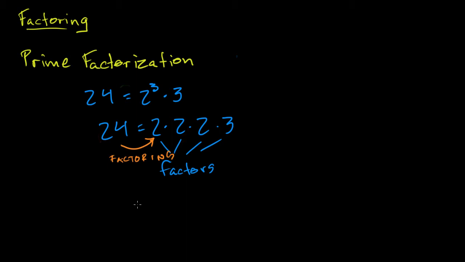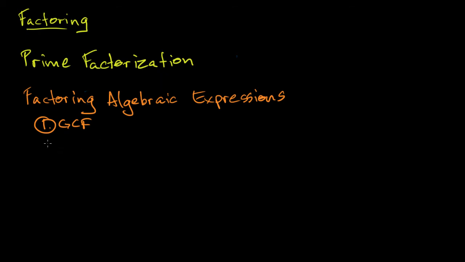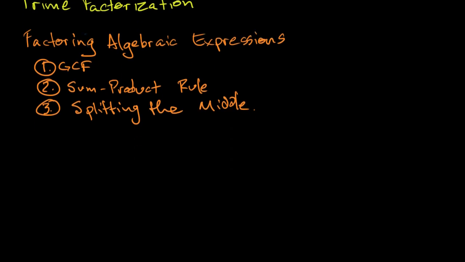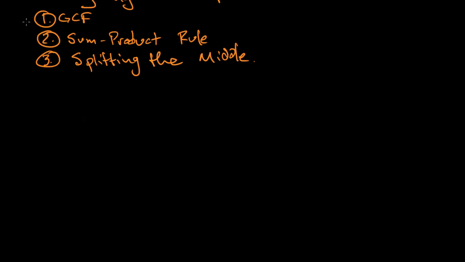There are 4 main techniques for factoring expressions. There's a technique called finding the greatest common factor. We'll learn the sum product rule. And a technique called splitting the middle. Let's start with the greatest common factor.